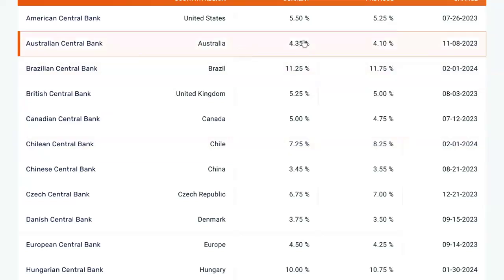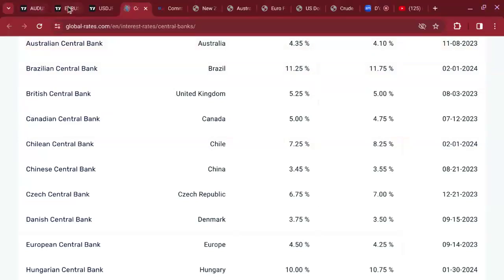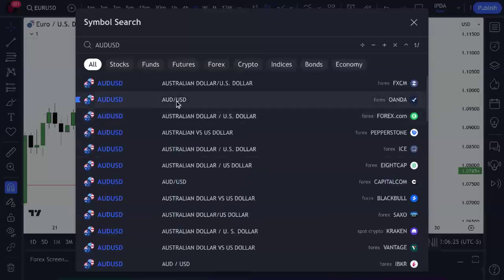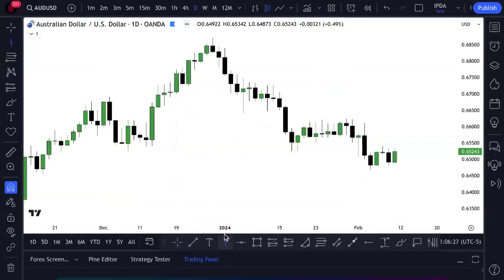Australian dollar versus this, right? We have a full percent plus a quarter difference here that's going on. So let's take a look at AUD/USD, 2024, January, and going into February.